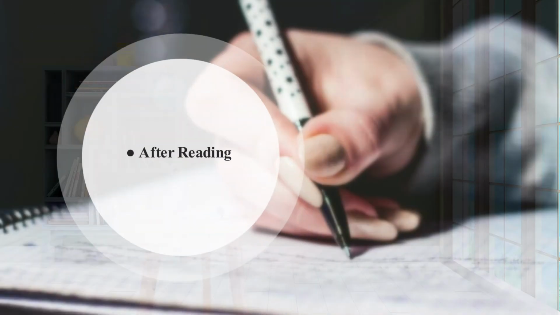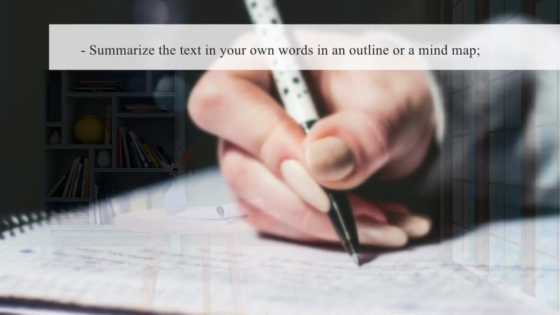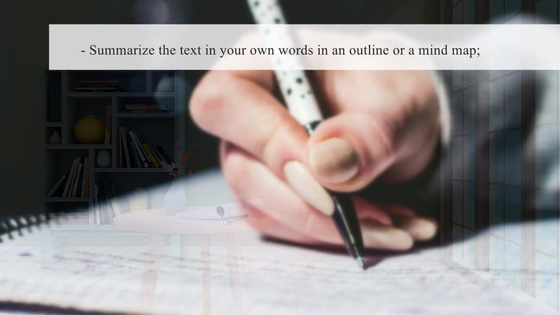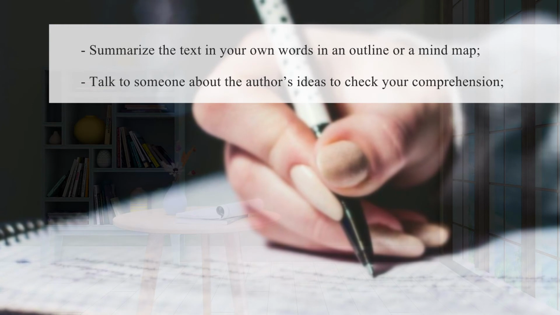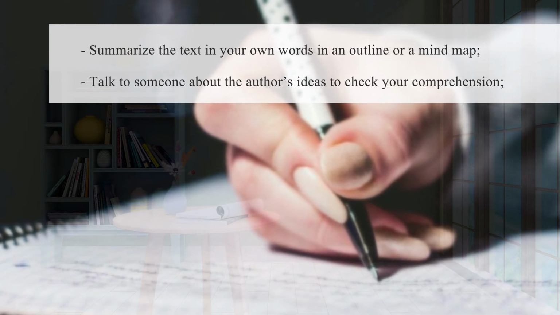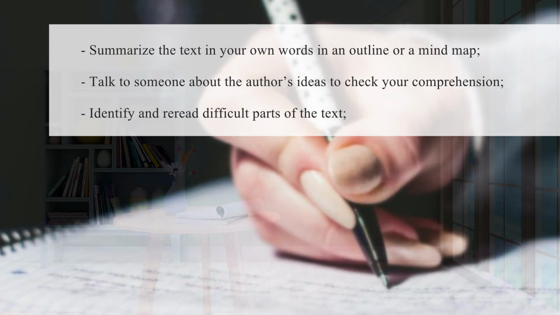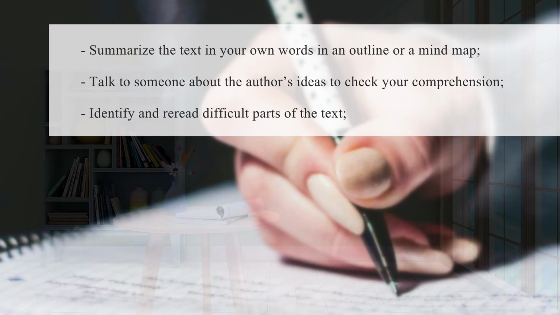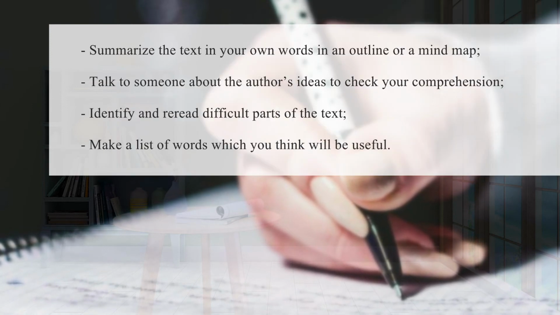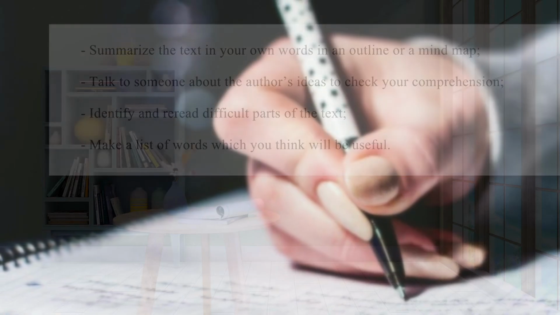After you have finished your reading, usually you can summarize the text in your own words in an outline or a mind map. Talk to someone about the author's ideas to check your comprehension. Identify and reread important or difficult parts of the text. Make a list of words which you think will be useful.